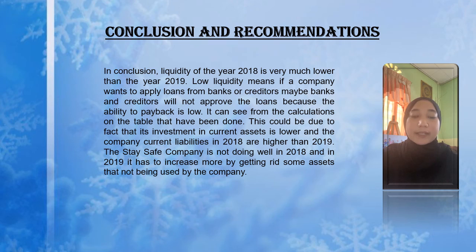For example, in one type, that is liquidity ratio, the year 2018 is very much lower than 2019. Low liquidity means if the company wants to apply for loans from a bank or creditor, maybe the bank and creditor will not approve the loans because the ability to pay back is low. So 2018 is low compared to 2019. So we can say 2019 is easier to get loans from the creditor compared to 2018.